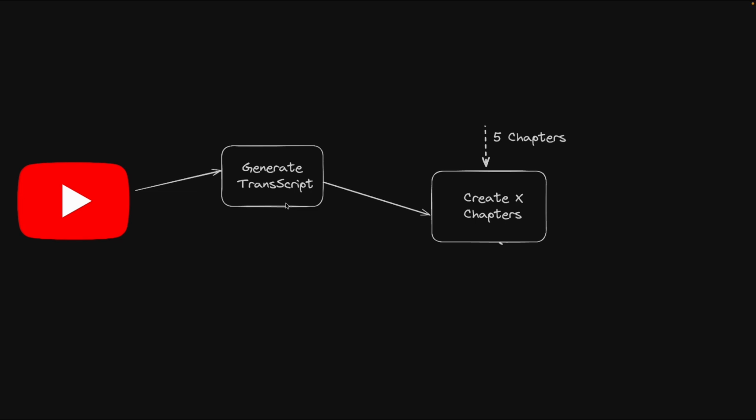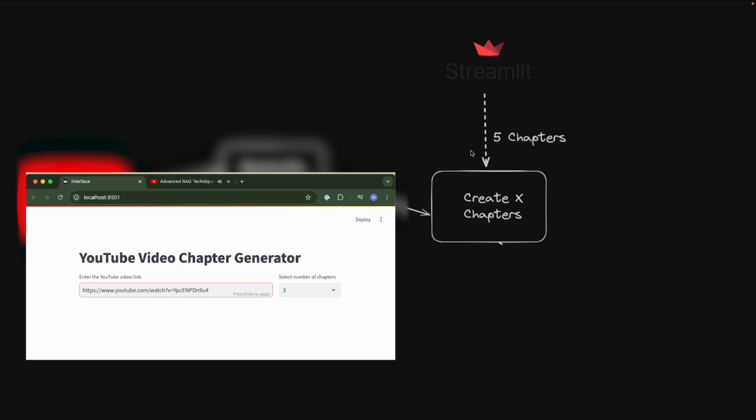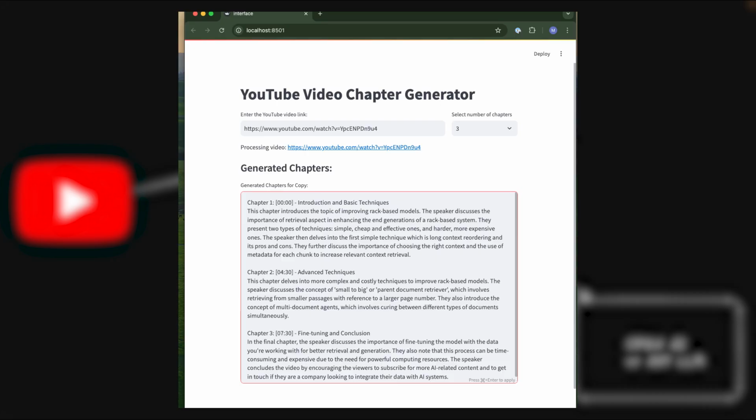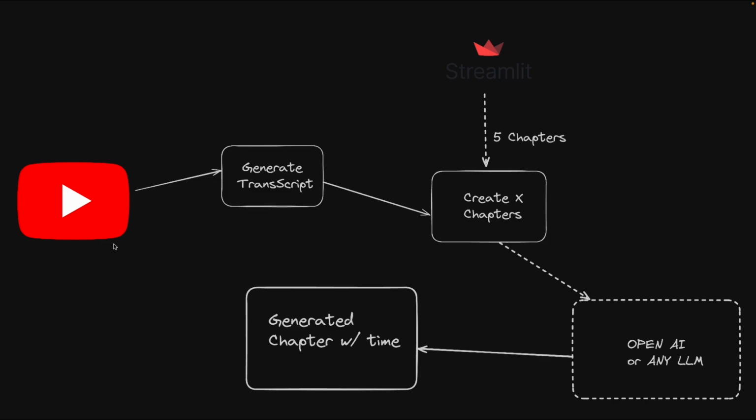So I was thinking, what if I take a YouTube video and I start generating transcripts, and then I ask it to divide the video into X number of chapters. This can be inputted from a Streamlit or a web UI interface. And then I call an OpenAI or any LLM endpoint, and then I generate chapters per time or with timestamps. And then I can just copy that and paste it on my YouTube videos. Now, let's make that happen.